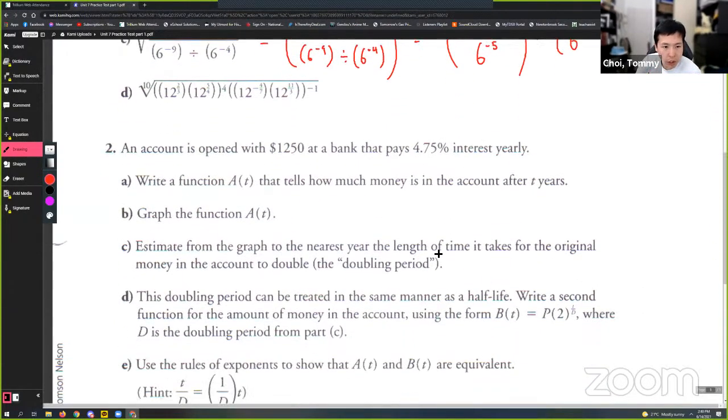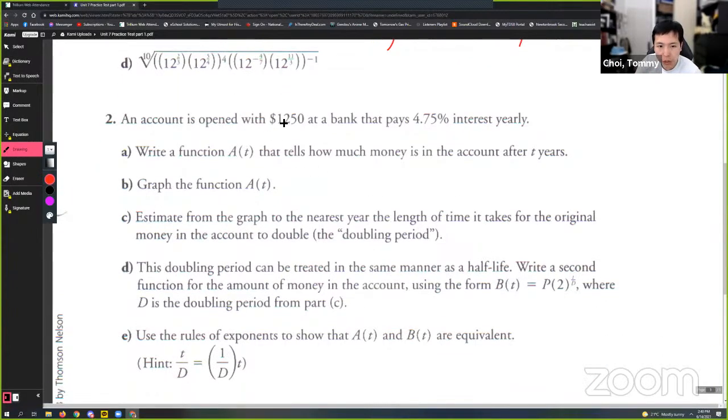Okay. Question number 2. An account is opened with $1,250 at a bank and pays 4.75% interest yearly. It says write a function that tells how much money is in the account after T years. Don't graph it, but let's write the function down. Anyone know what interest is in math? We are going to be talking about it next unit as well. What does interest mean? If you're getting 4.75% interest, what does that mean?